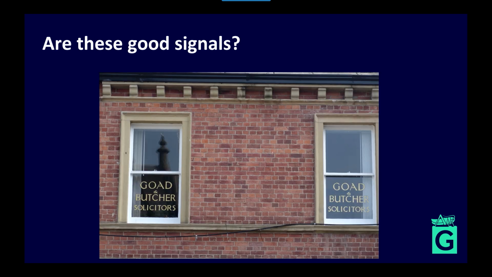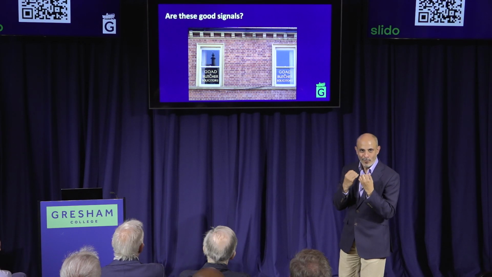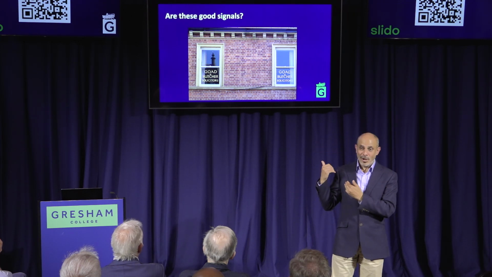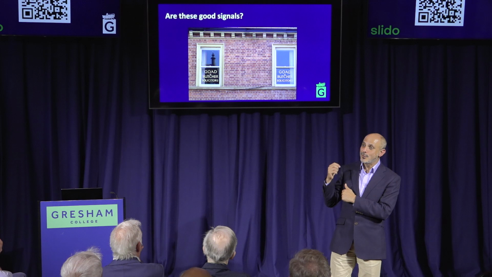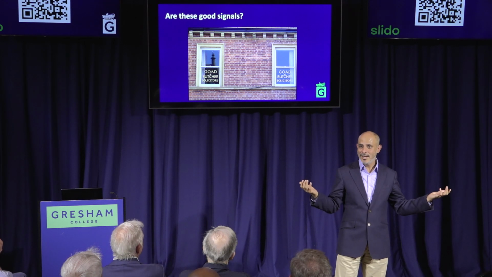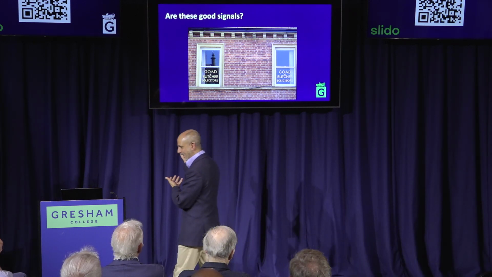This is a photo I took up in Yorkshire, and I saw the names of these solicitors, which I thought was extremely good. It's Goad and Butcher solicitors. I would love to have solicitors with that name. But would it be a good signal? Would it be a signal of a good solicitor? Obviously not, because if people started hiring these people on the basis of their name, what would every other solicitor do? They would change their names, right? Destroy and Ravish or something like that.